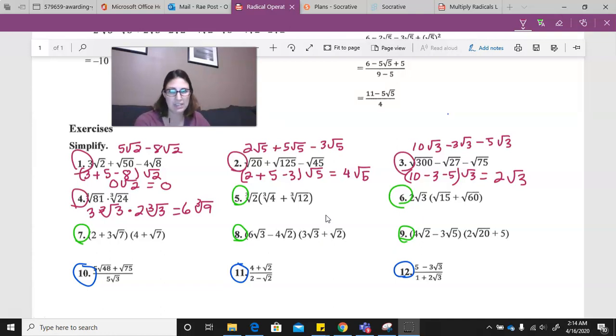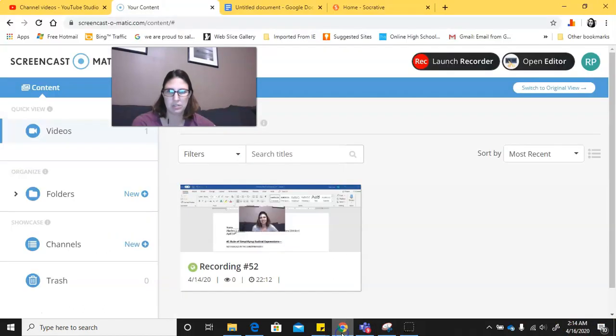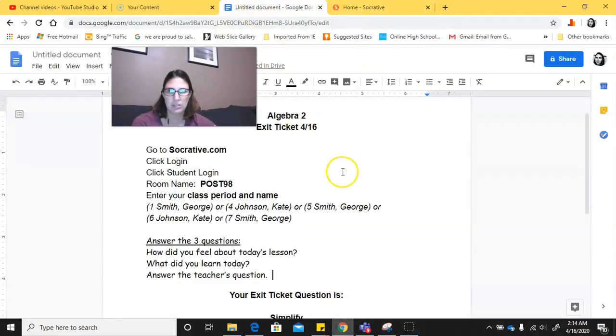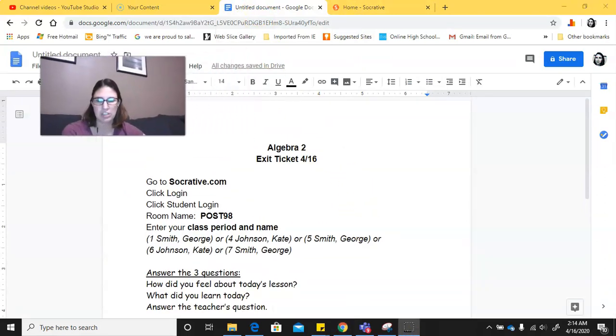And you also have an exit ticket. An exit ticket is graded, and I need to see how you are doing on this. So here's what you are going to do. I'm going to walk you through it, and I'm going to show you how I want you to do it. You are going to go to right here. All right, so these are your instructions.